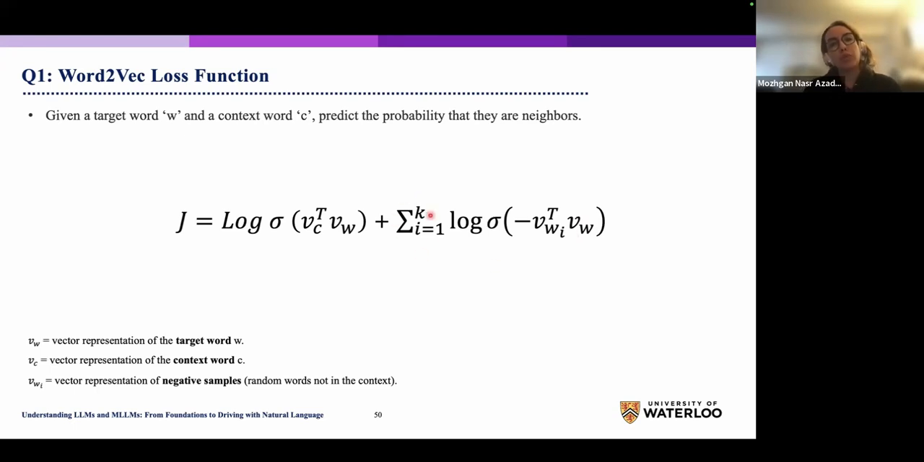Because we have more than one negative sample word, we sum through all this dissimilarity between the negative samples and the target word. At a higher level, it is still a sort of contrastive loss, where we learn to maximize the similarity between similar words and the dissimilarity between non-similar or out-of-context words. So this was one of the questions asked.